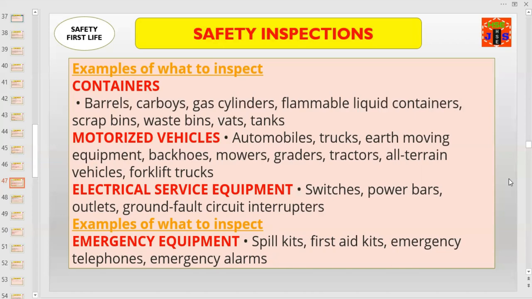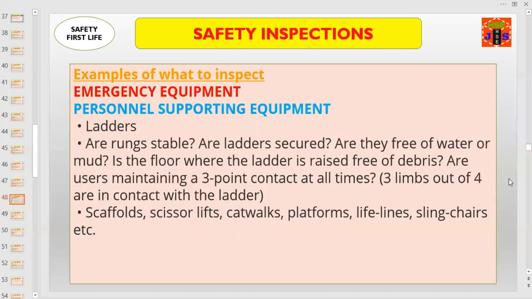Definitely there are the emergency equipment that may include spill kits, first aid boxes, emergency telephones, emergency alarms, and horns. You have to look for the maintenance, operation, and inspection as per the company approved procedures and as per the legal and contractual requirements. There might be personal supporting equipment. It depends on the type and nature of the building.